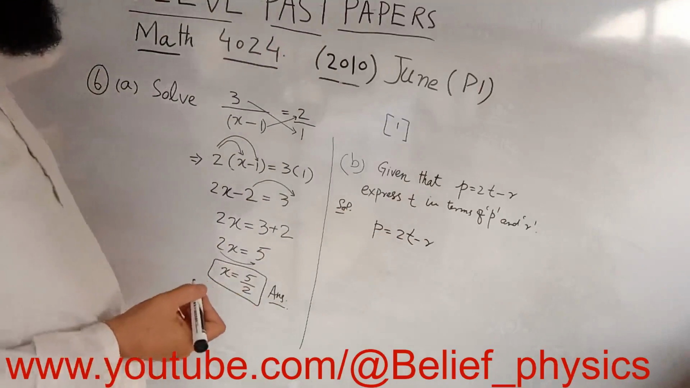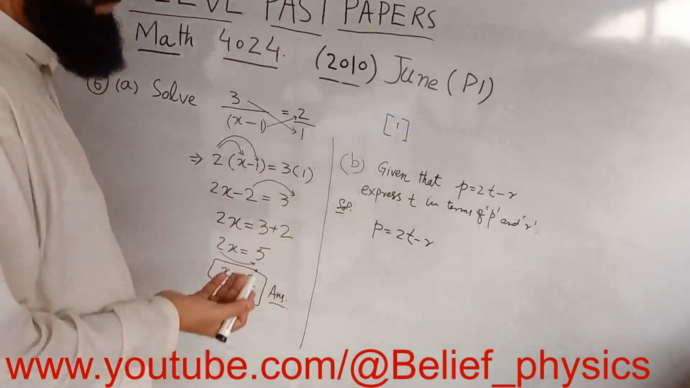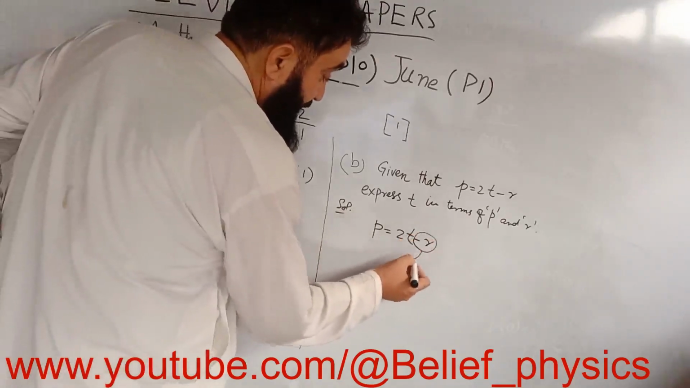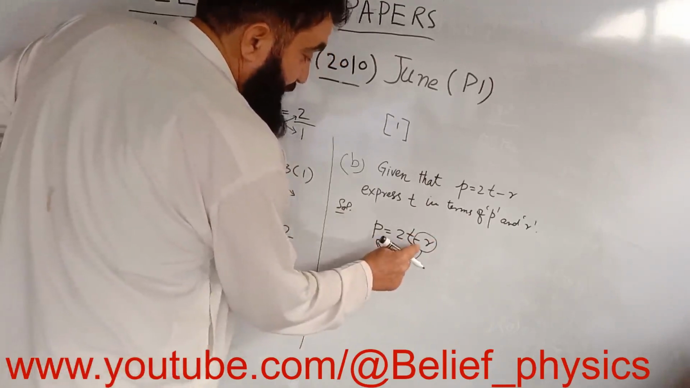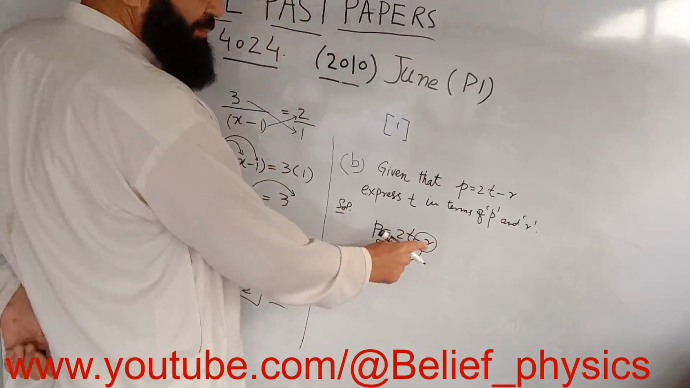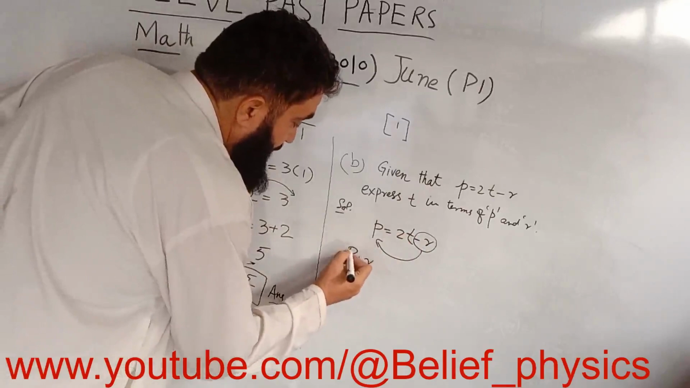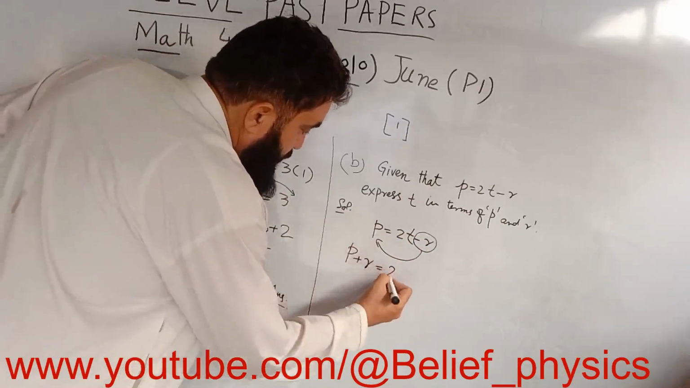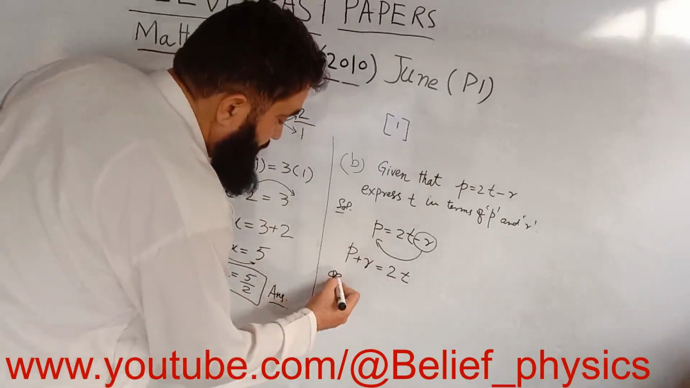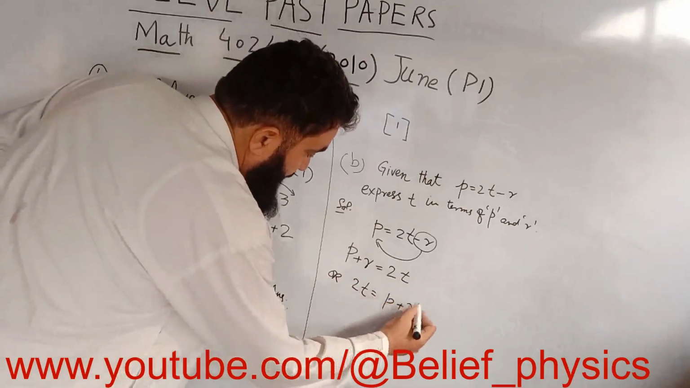So terms independent of t will be on the one side and terms involving t on the other side. So this r is independent of t. It is being subtracted here. When we shift it to this side, it will become plus. So we get P plus r is equal to 2t. We can write it as 2t is equal to P plus r.